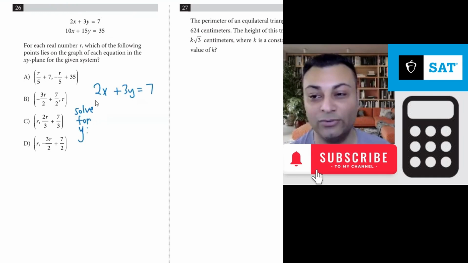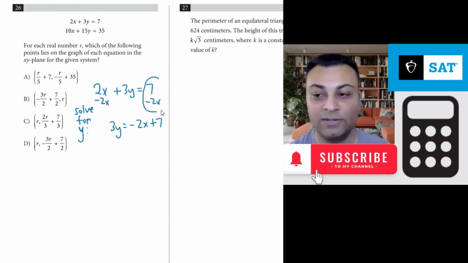So to solve for y, you subtract 2x. You'd get 3y equals negative 2x plus 7. There's a positive 7 and a negative 2x. And you divide by 3, and you would get y equals negative 2/3 x plus 7/3. Let's hold on to that real quick.